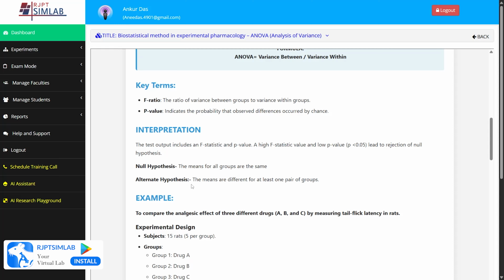And we have another hypothesis, the alternative hypothesis. This means the means are different for at least one pair of groups. When we have, say, three groups, the means are different for at least one pair, which means the mean of one group is different and the other two groups are the same.